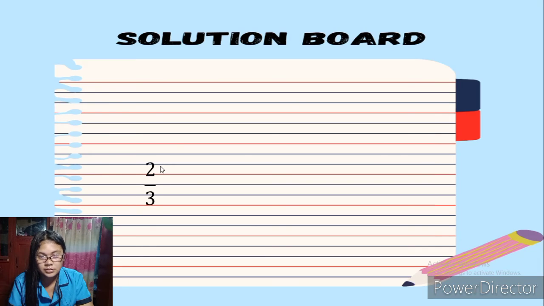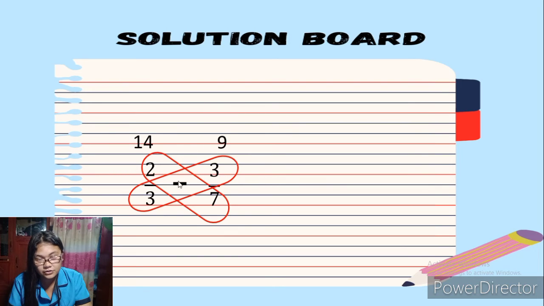So, 2/3 minus 3/7. 2 times 7 is equal to 14, and 3 times 3 is equal to 9. Notice that they are crossed. This is called cross multiplication. We subtract the results, the 14 and the 9. So, 14 minus 9 is equal to 5.